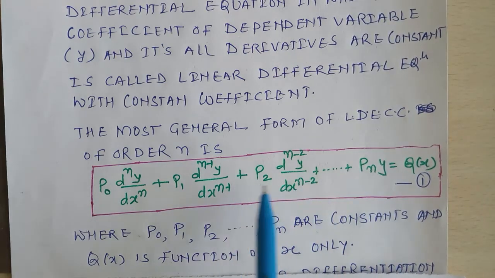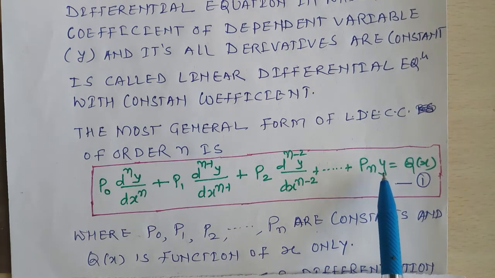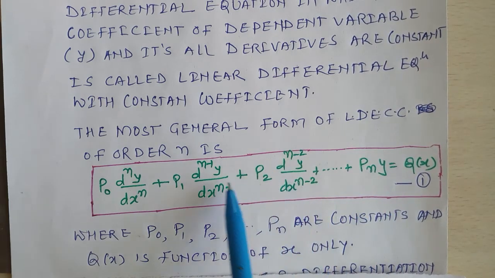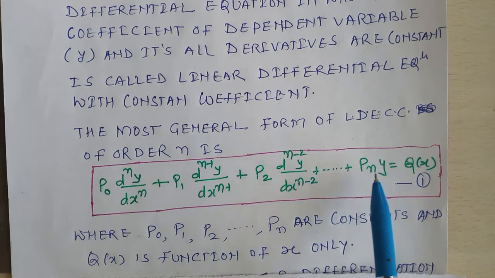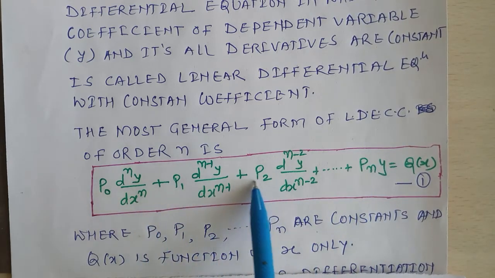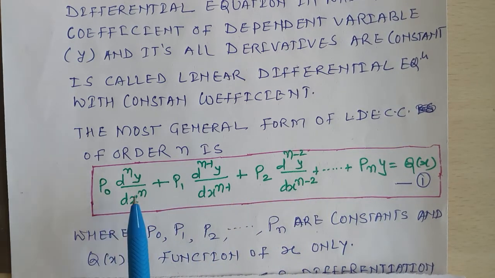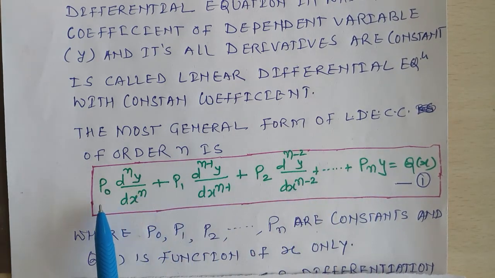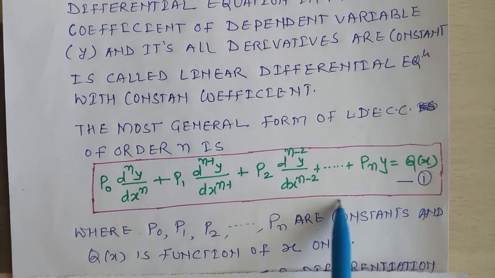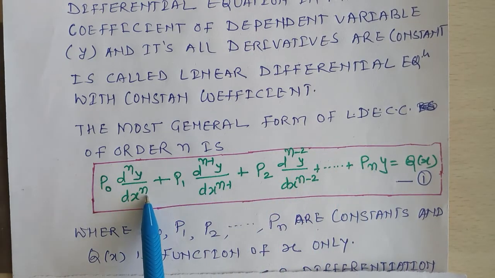Clearly this is a differential equation. This is linear because the power of the dependent variable y and all its derivatives is 1, and further there is no multiplication term of the dependent variable y and its derivative. So this is a linear differential equation, and also the coefficient of each derivative, P0, P1, P2, these are constants. So by definition this equation is a linear differential equation with constant coefficient.